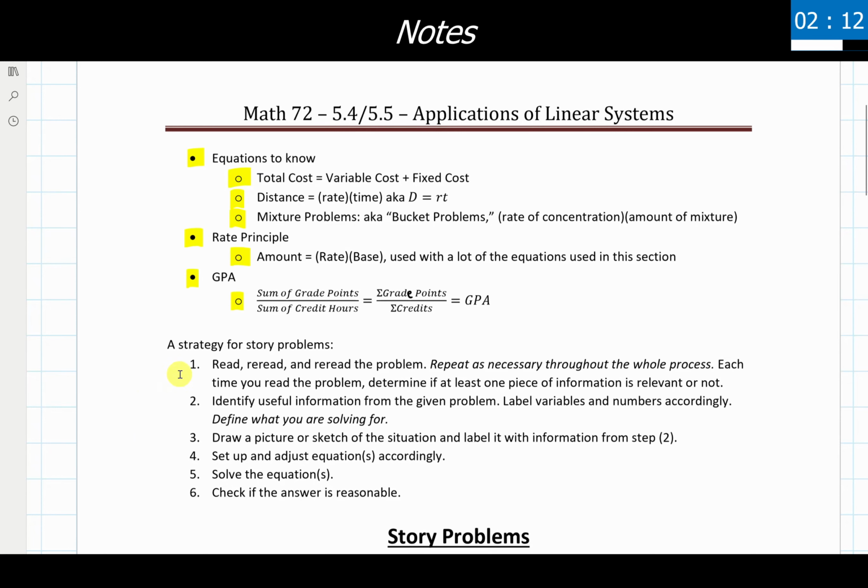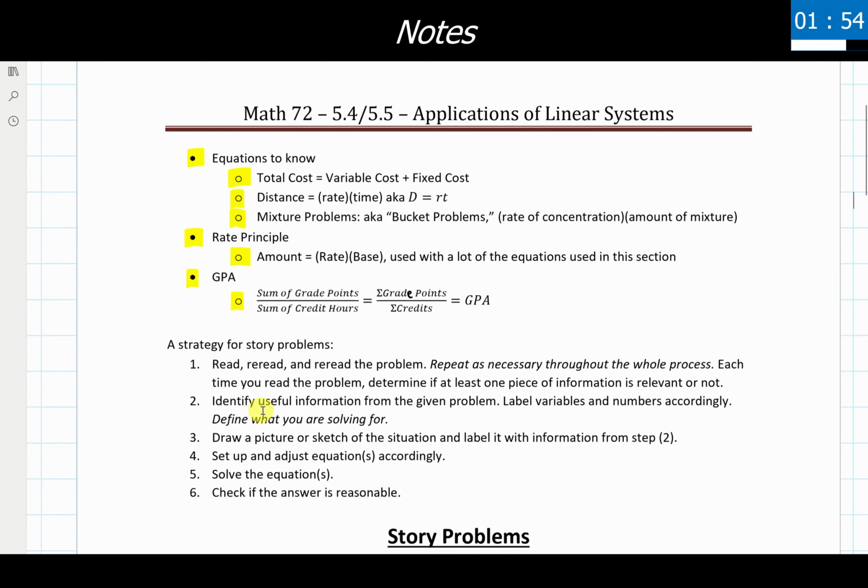So reading and rereading the problems as much as you need to throughout a whole process, go for it, do that. A lot of people will just read something once, call it quits, and then just start doing math at random or just give up entirely, and that's not what we want to do.